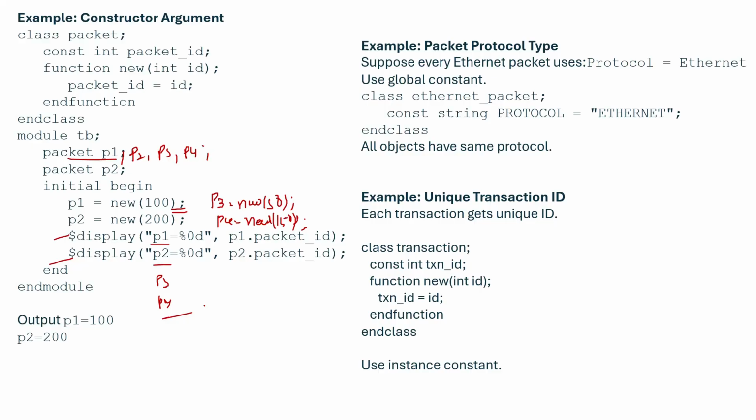Okay. Same way, unique transaction ID. Unique transaction ID means you are using instance constants. Every time you can change the value. This is the previous example. In this example, you are creating the unique ID only, right? So every time P1, P2, P3, P4 and so on, different objects, different handles you are creating. All these handles are assigned different values. Then we are getting unique values.